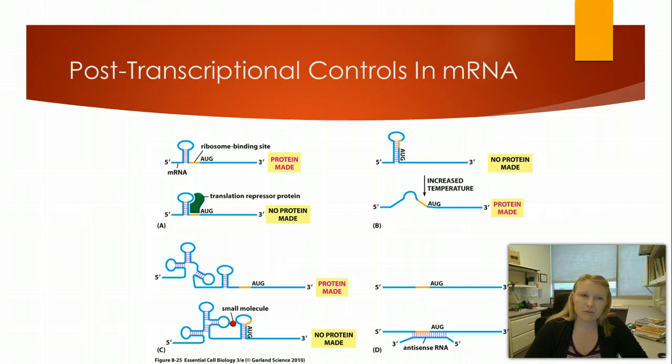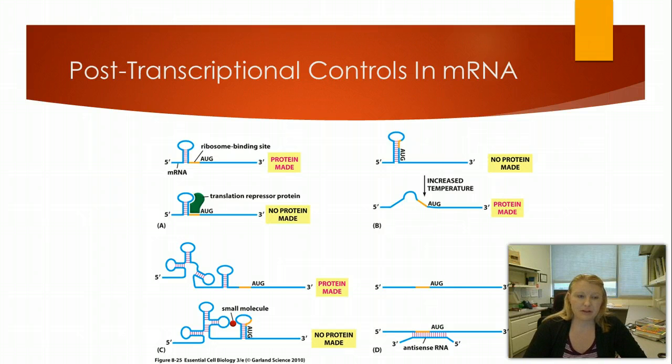You can see that we have 4 main post-transcriptional controls in mRNA that the cell will use. The first one is just a simple repressor, just like we talked about with the tryptophan operon in the last topic. A repressor will sit on that start codon and prevent the ribosome from binding to it and translating it. The next one has a temperature increase. When temperature changes from optimal to suboptimal, the mRNA will actually change shape. This prevents the ribosome from binding to the RNA, and then translation can't happen.